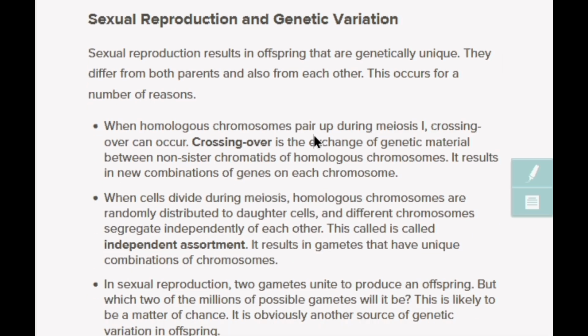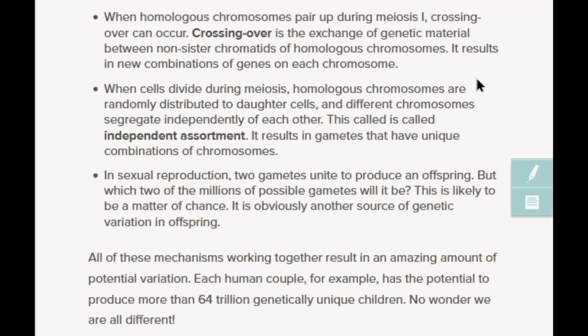Sexual reproduction and genetic variation. Sexual reproduction results in offspring that are genetically unique. They differ from both parents and also from each other. This occurs for a number of reasons. When homologous chromosomes pair up during meiosis, crossing over can occur. Crossing over is the exchange of genetic material between non-sister chromatids of homologous chromosomes. It results in new combinations of genes on each chromosome.